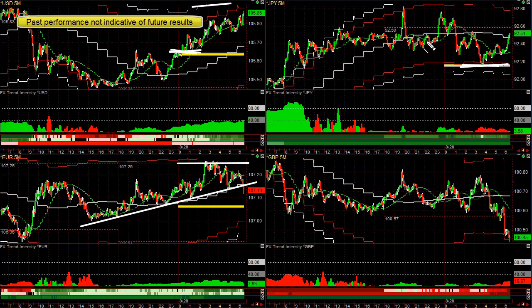So basically the yen broke out from underneath to above its hourly right here, and it's got a long way to go up to the upper containment bands, which is typically where currencies kind of stall and reverse most days. So you could look for sells in the euro dollar or euro yen at 630.